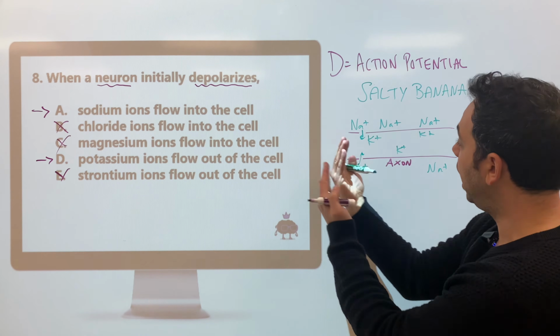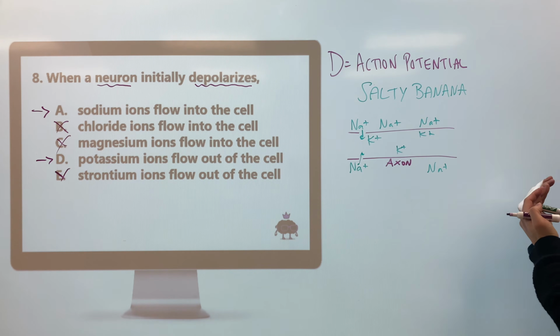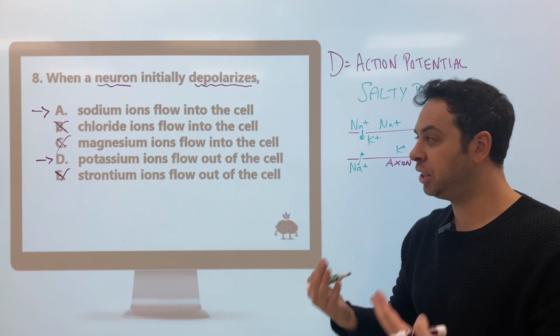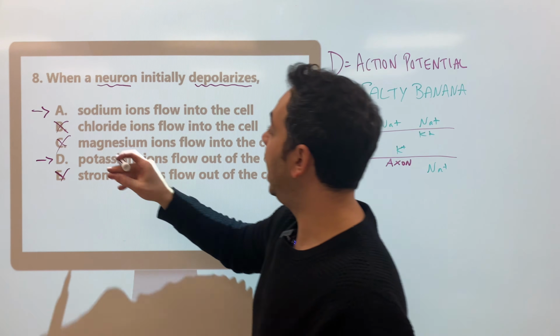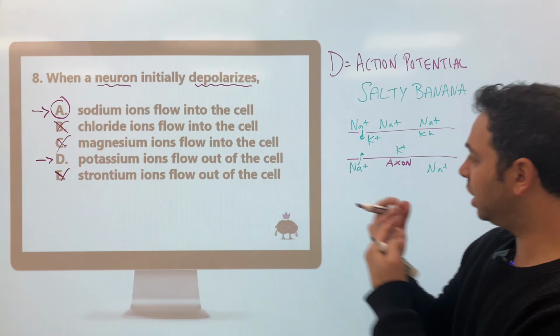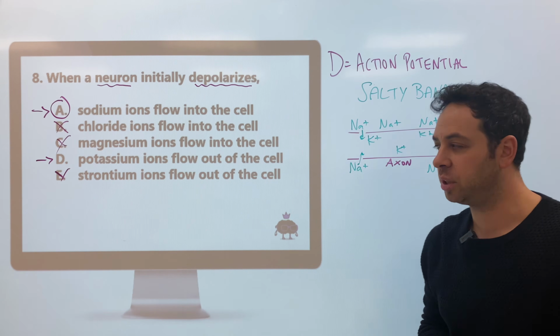Okay, they're going to rush in, and they're going to rush in all the way down the axon. This is an action potential. So what is our answer? Our answer is A. When sodium ions begin to flow into the cell, that begins depolarization.